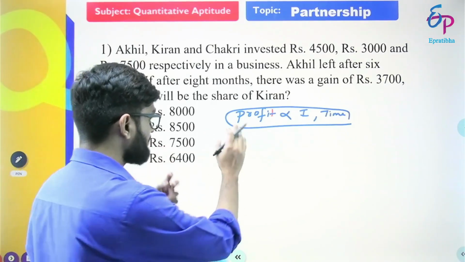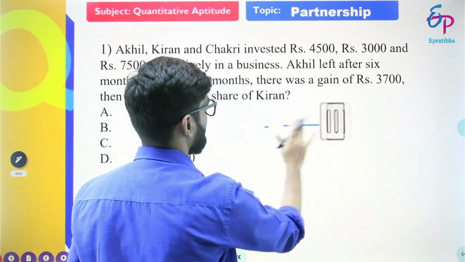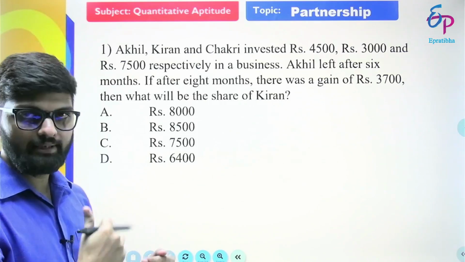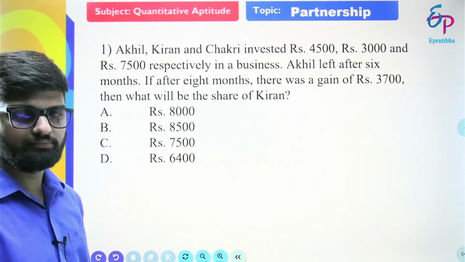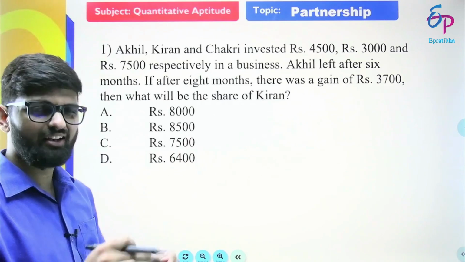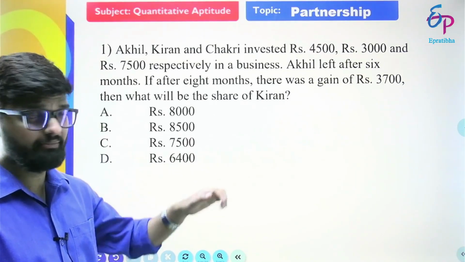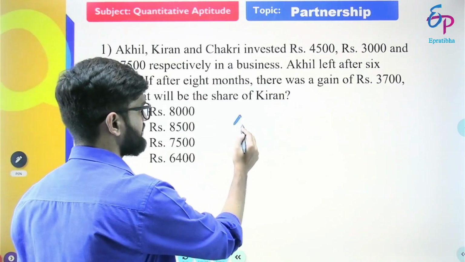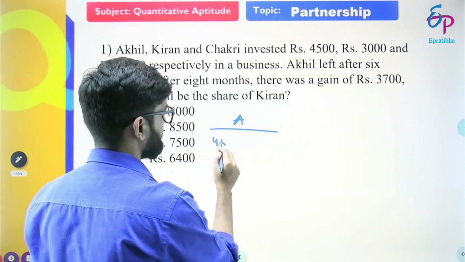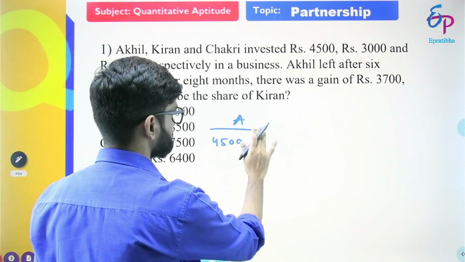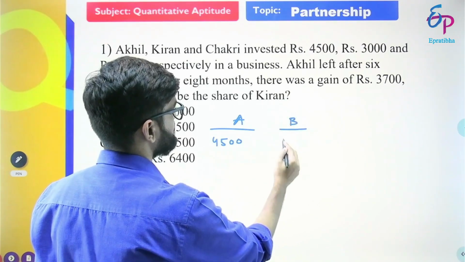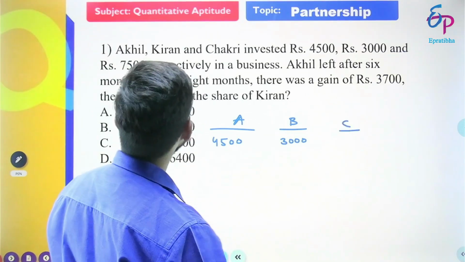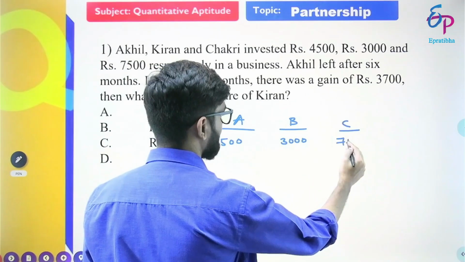Now let's find out. I believe we have done some of the important model questions as well, example questions, by not taking the standard question and just taking random examples. So these are the standard questions, but please keep practicing these. A value is equal to 4,500, B value is equal to 3,000 and C value is equal to 7,500.